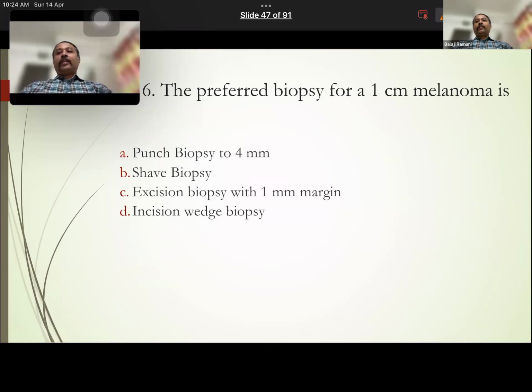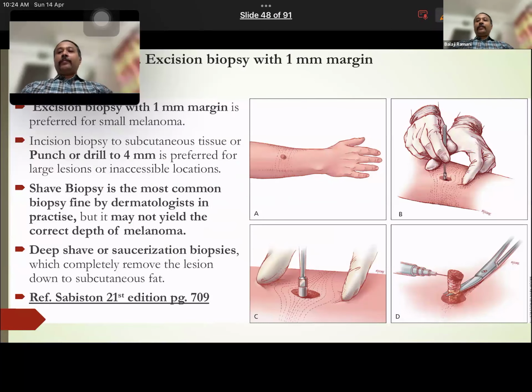Now, remember, whenever you have got small melanomas, you can excise the lesion. Like up to 1 centimeter here, the lesion will be excised with a margin of 1 millimeter. So it depends on the size of the lesion. Small melanomas, you can excise with a 1 millimeter margin. This is the preferred biopsy for a small melanoma. On the other hand, you can do an incision or an edge wedge biopsy. You can take a biopsy from the edge of the ulcer like this. You can do an edge wedge biopsy as we commonly do, an incision biopsy.